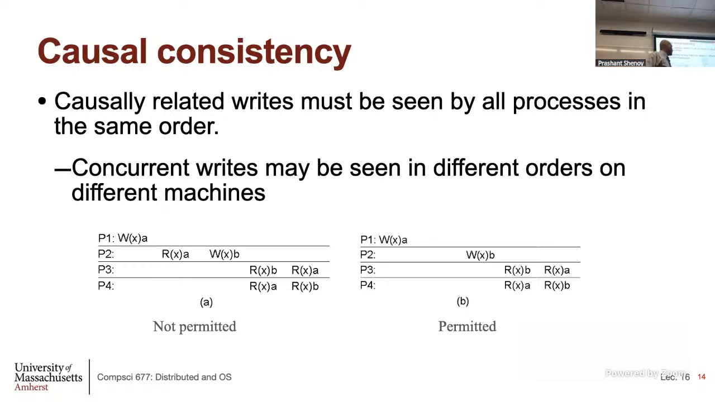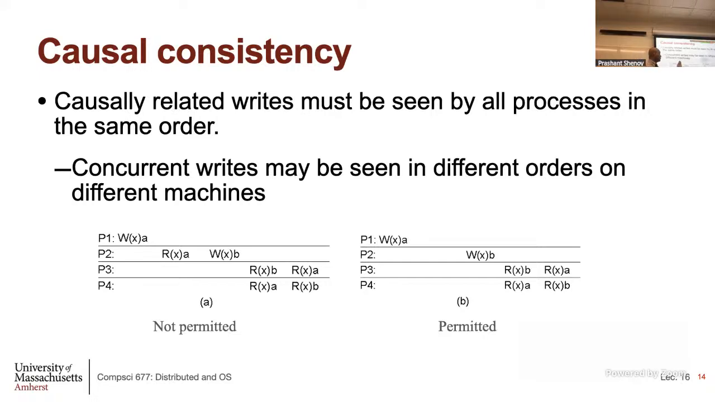So here is an example that I already showed you. You have two writes that are causally ordered because there's a read between them. This read is seeing what that write wrote and then doing another write. So these two writes get causally ordered, and you have to respect that ordering. If you are causally consistent, you should always see A followed by B. Here you don't: you see B A and A B. So this is not permitted as per causal consistency.